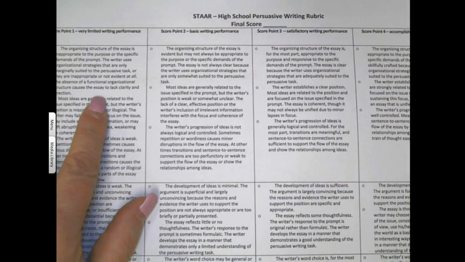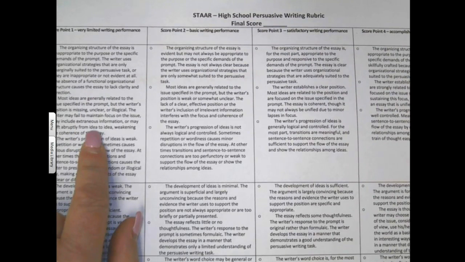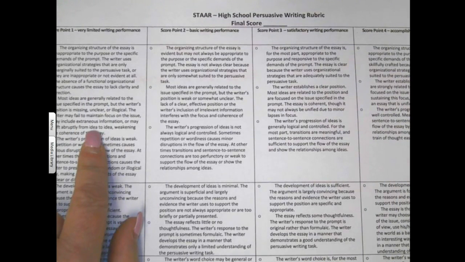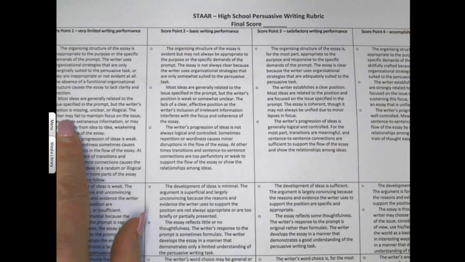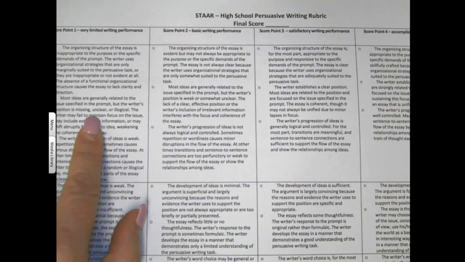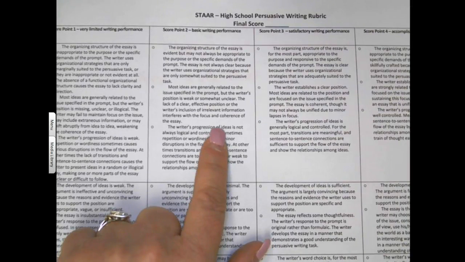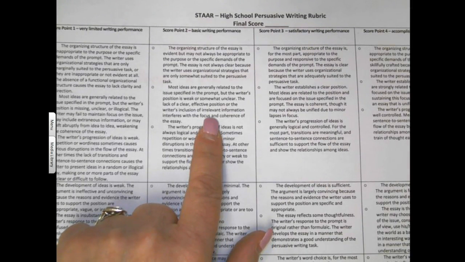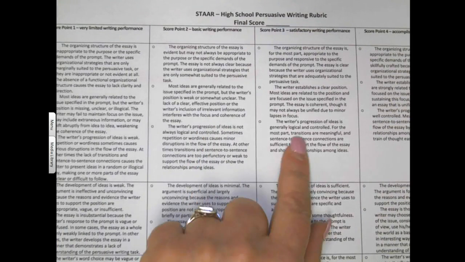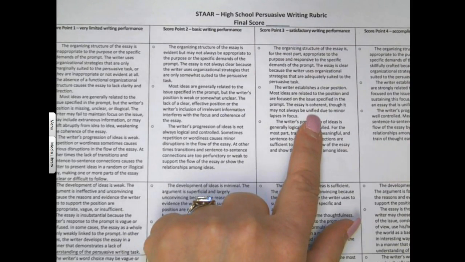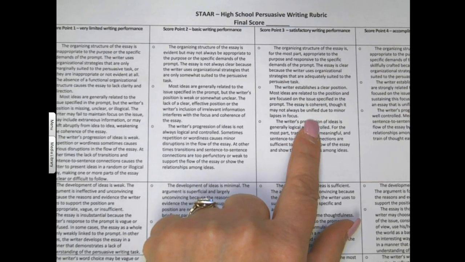Okay? The second bullet under organization and progression deals with your position. Did you take a clear position? Did you pick a side? And then do you have a thesis that's clear and that is strong? Because if your position is missing, unclear, or illogical, it's going to be an automatic 1. Then is all your information relevant or is it irrelevant? If it's irrelevant, it makes your essay not flow and it messes with the focus. So you want to be here at least a 3 where it's coherent, but there could be some small lapses in focus because we're human, it happens.